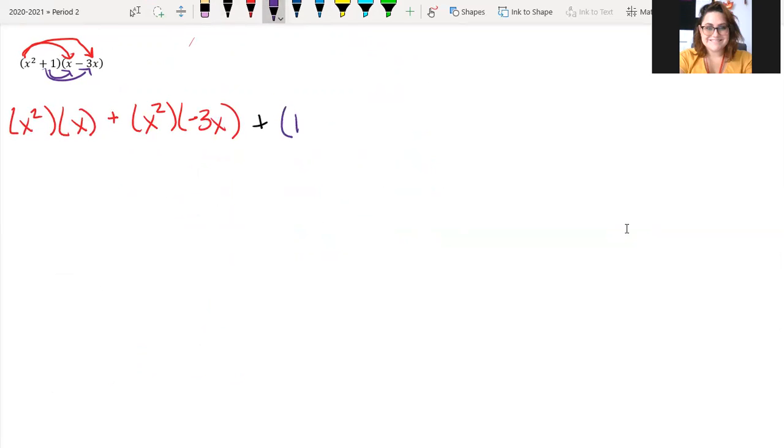And we're doing 1 times x plus 1 times negative 3x. I'm going to start at the second one first because anything times 1 is just going to give me itself. So 1 times x is just going to give us x. 1 times negative 3x will just give us negative 3x. So that part's easy to solve. Let's go to the slightly more difficult one.